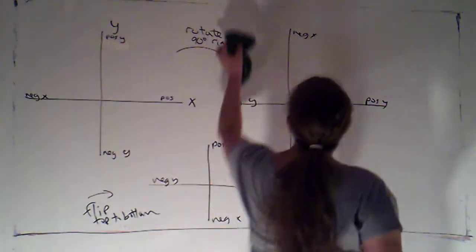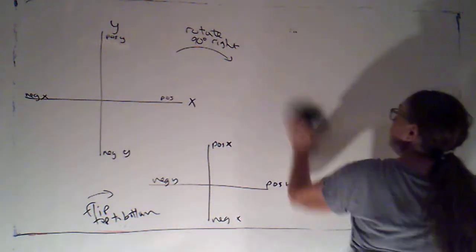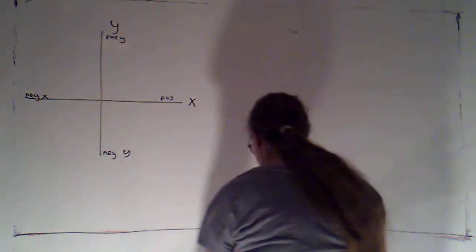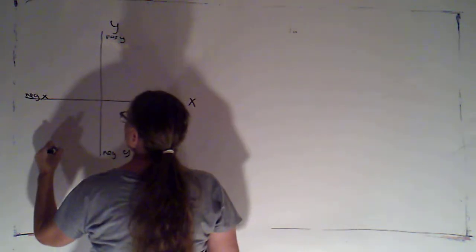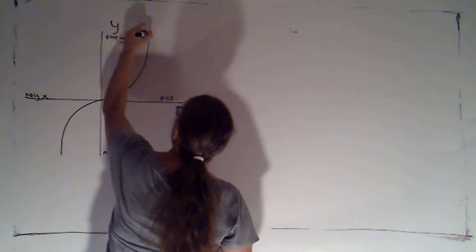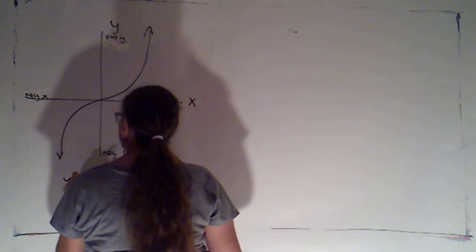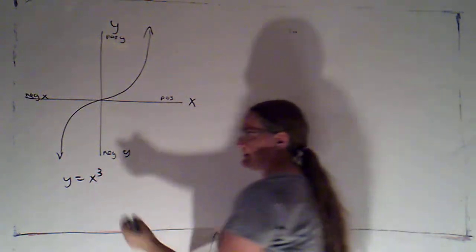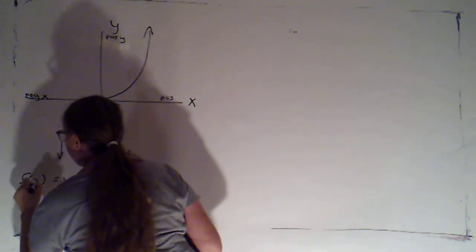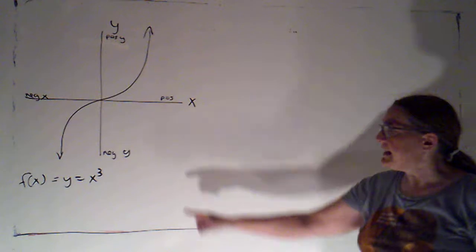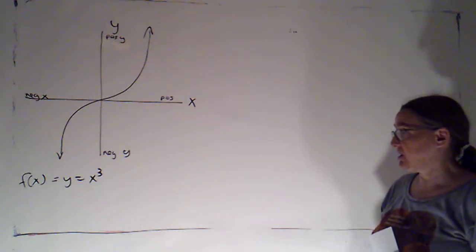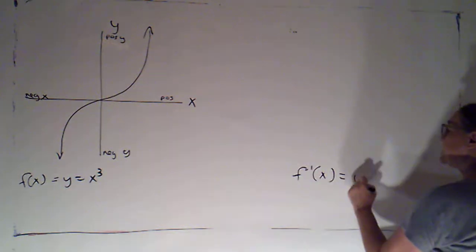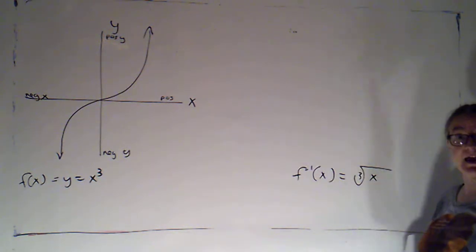So what I'm going to do is graph x cubed. So y equals x cubed looks like this. And I could call that, let's call it f of x. Okay. Now, the inverse function, f inverse of x, will be the cube root of x.